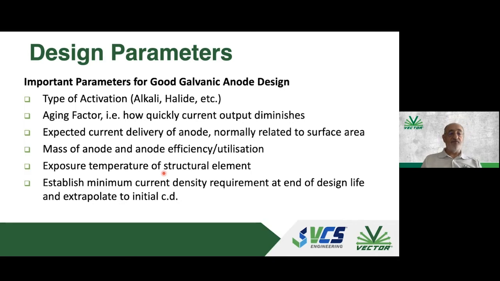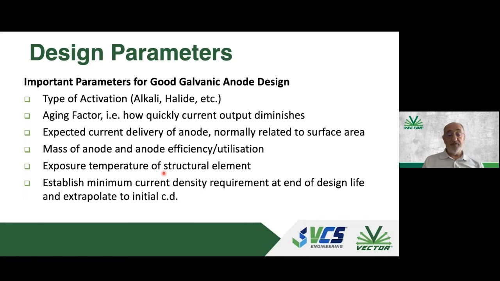So the important parameters for designing a good galvanic anode system is to know the activation. Is it good? Is it alkali, and is it good quality alkali, if you like? Does the alkali last the period of the design life? What is the aging factor? How does it age? How the current diminishes with time? The expected current delivery of the anode, in our case at 10 degrees. That's normally related to the surface area.